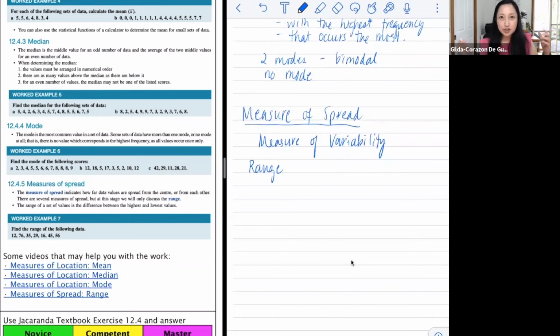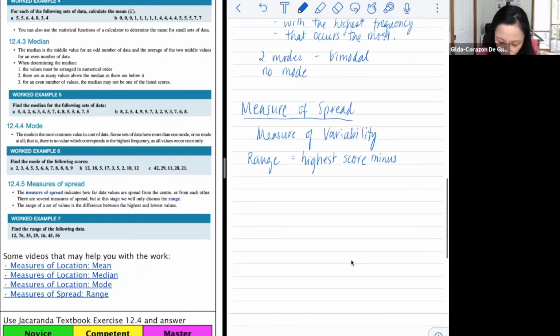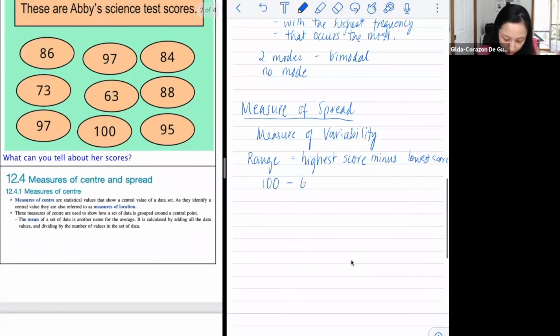When you ask what the range of your scores is, you'd usually say from 35 to 100, right? But when you ask what the mathematical range is, we actually subtract them. So it's the highest score minus the lowest score. With Abby's range, the original one is 100 minus 63, which is 37, right? So her range would be 37, okay?